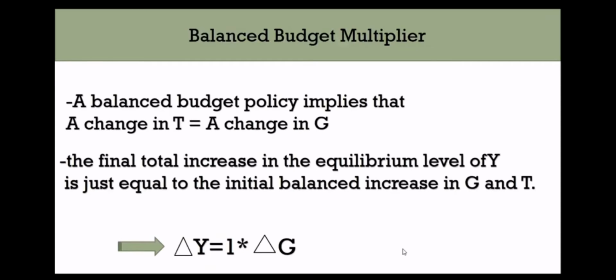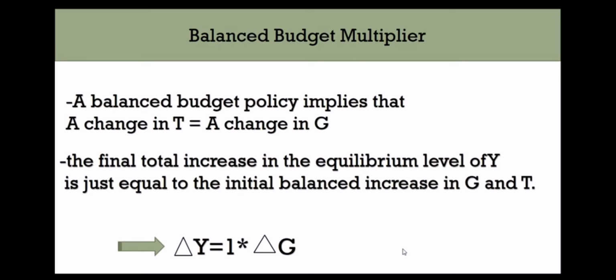Okay, now our last multiplier is the balanced budget multiplier. As we know from the previous part of this chapter, the budget balance consists of taxes and government spending. A balanced budget policy implies that the change in T is equal to the change in G. So the final total increase in the equilibrium level of Y is just equal to the initial balanced increase in G and T. In this case, we are assuming that the change in taxes is equal to the change in G, and when they are equal, the balanced budget multiplier will be equal to 1.